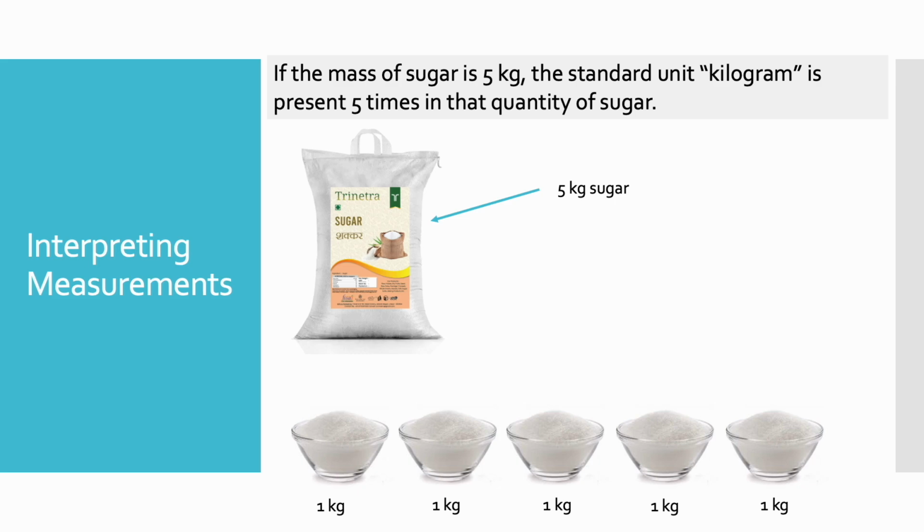When we add them together, we get the total mass of 5 kilograms as marked on the sugar bag. Just like with length, the kilogram is a standard unit and it is shown 5 times to represent the total mass of sugar. These examples help us understand how measurements work with standard units. Whether we are measuring length or mass, breaking things down into standard units helps us understand and compare different quantities more easily.